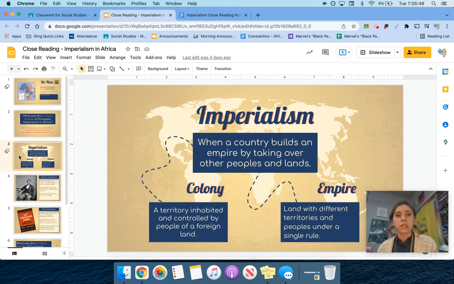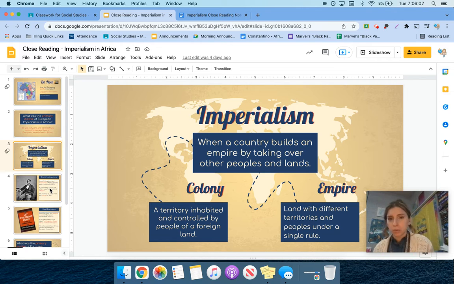If you're still a little fuzzy on what imperialism is, we need to know that it's when a country builds an empire by taking over other peoples and lands. We've talked for a while now about how Europeans are going to do this in Africa. And also, we've talked about their motives: political, economic, social, and exploratory.